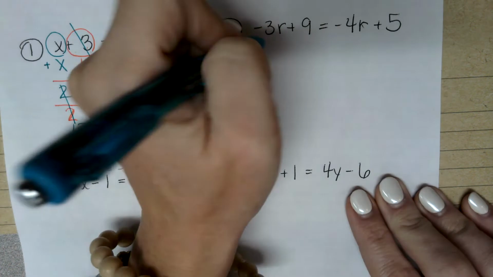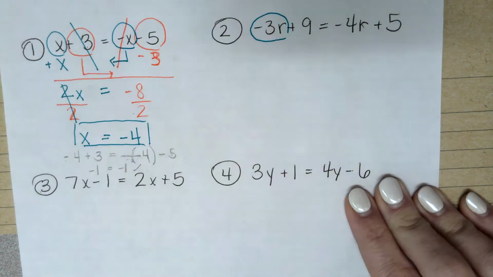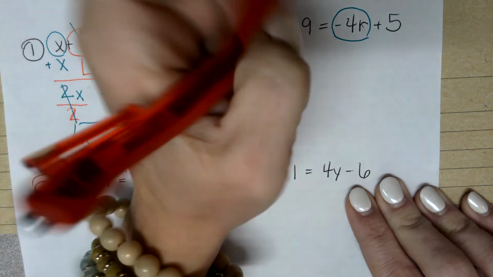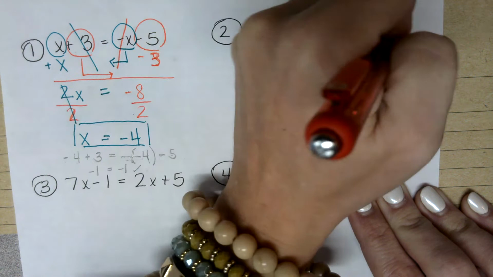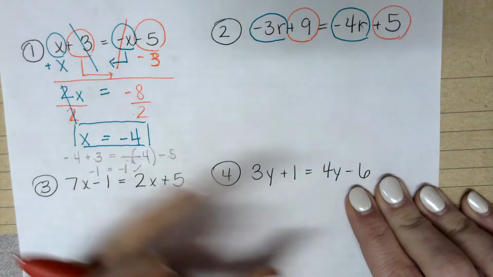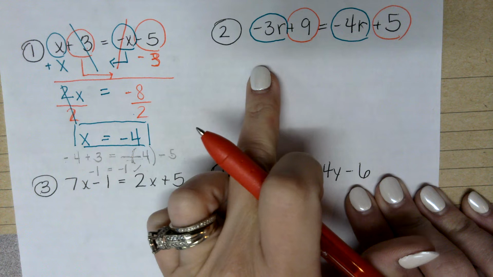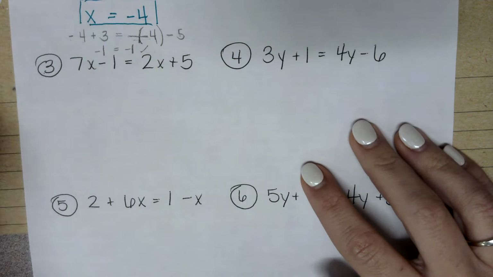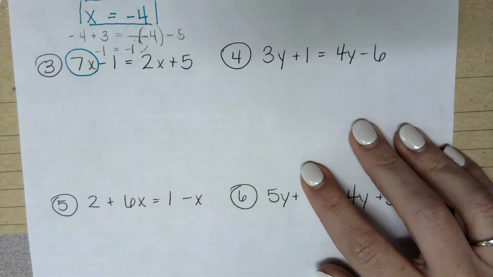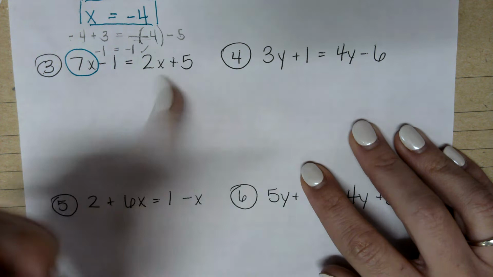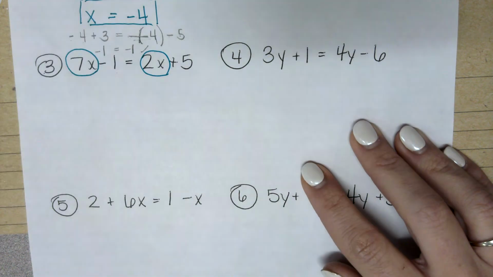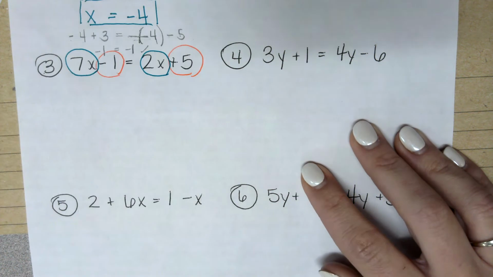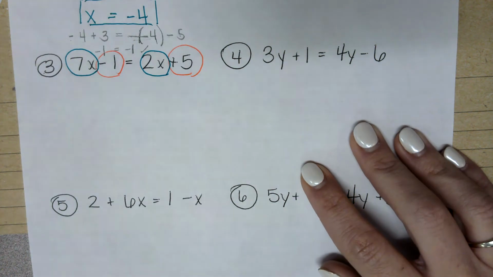I'm going to circle things that are the same. This negative 3r is paired with this negative 4r. This plus 9 is paired with this plus 5. So you're going to follow the steps like I did and move these. Okay, let's look at 3 and 4. This 7x is paired with 2x. This negative 1 is paired with positive 5. Those are the things that you're moving and combining.